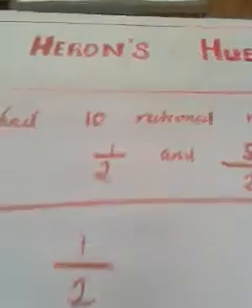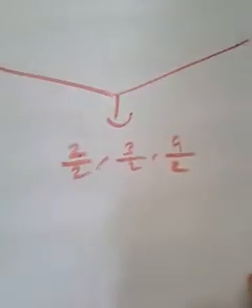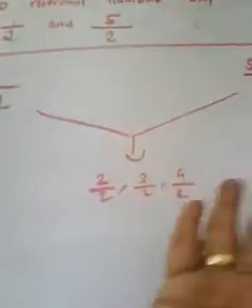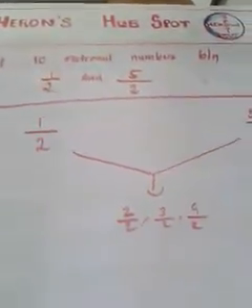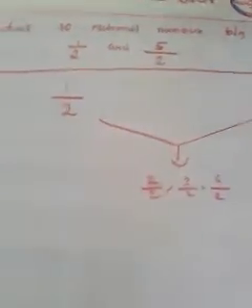But here we have to calculate 10 rational numbers, not 3 or 2. If it is 3 or 2, we can write this answer, no problem. But we need 10 rational numbers. So we have to go for some other method. So the other method is just like this.